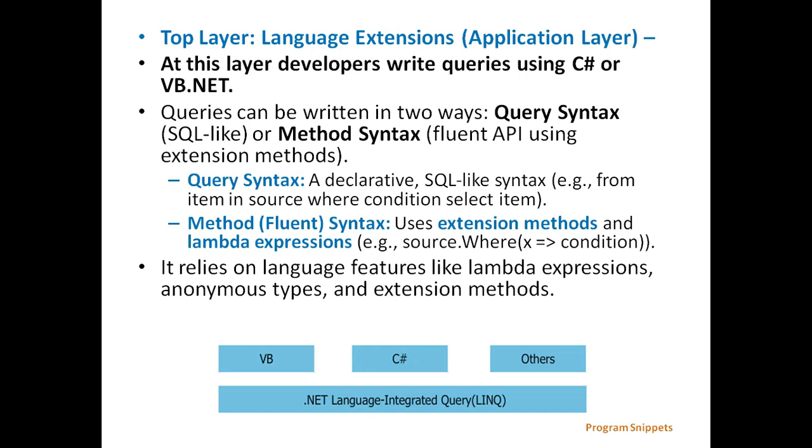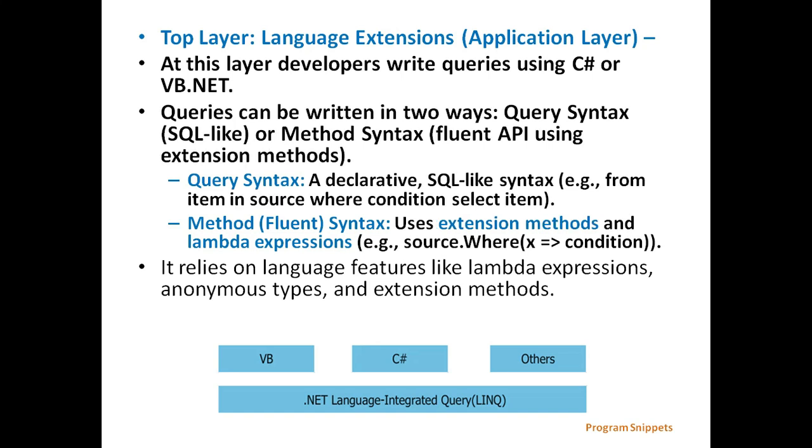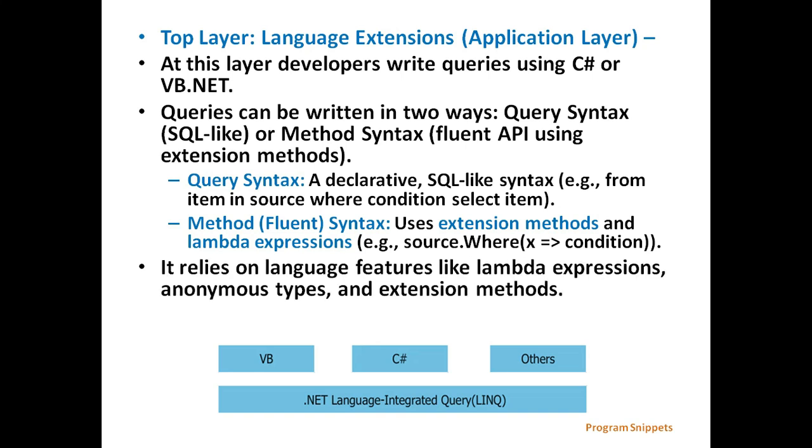First we will see the top layer. At this layer, all the developers write queries using C# and VB.NET. Queries can be written in two ways, query syntax or method syntax. Query syntax is a declarative SQL-like syntax and method syntax uses extension methods and lambda expressions. This layer depends on language features like lambda expressions, anonymous types and extension methods.